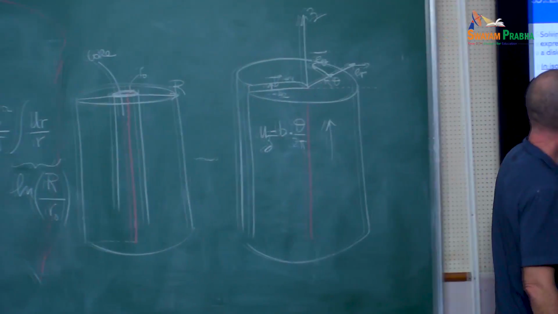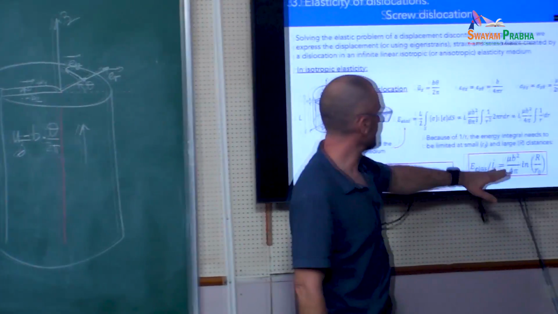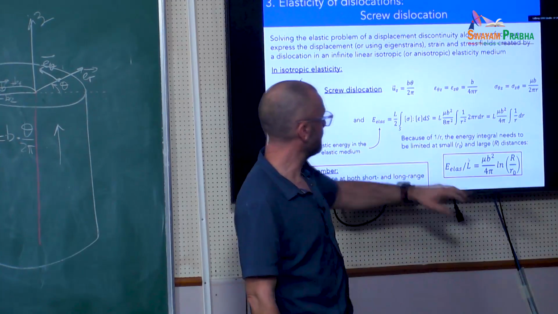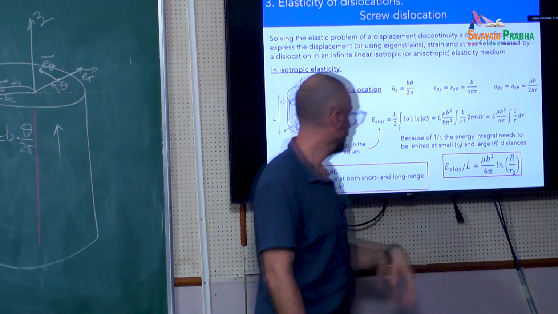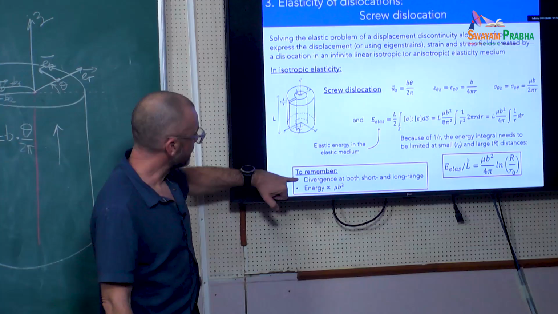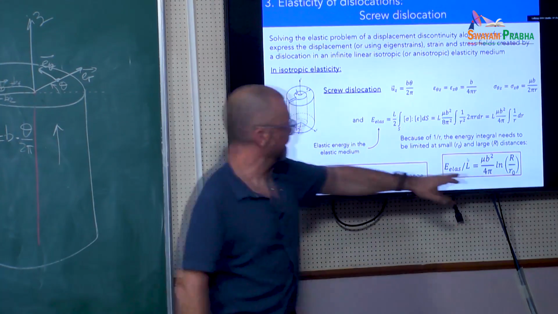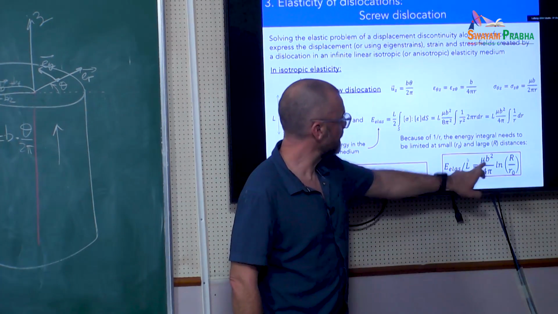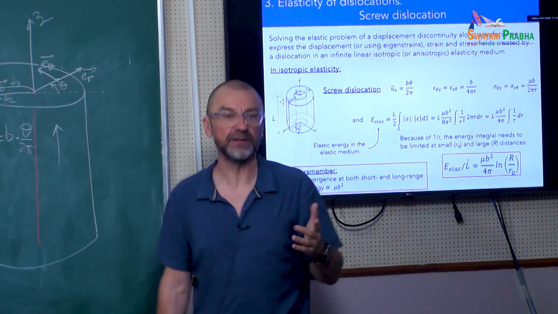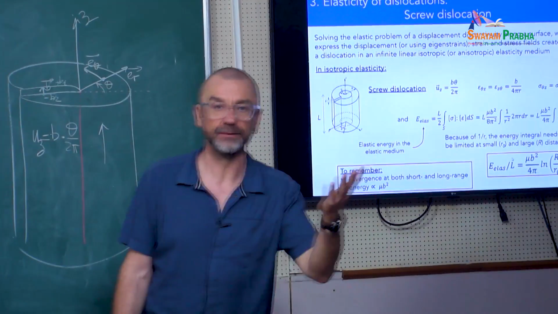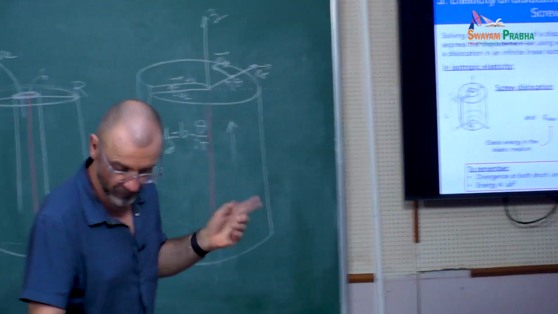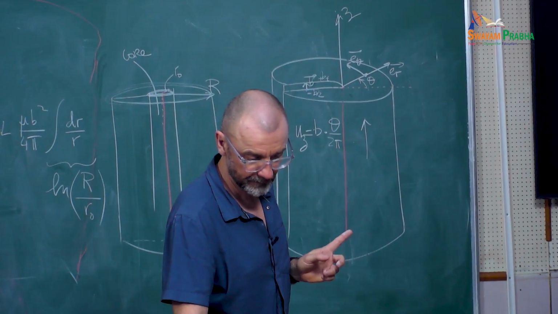So this is the result of our calculation. This is the elastic energy per unit length, if I divide by L, and I have the log and I have the two cutoffs. So two things to remember. One, you have this divergence, and the other one is that the energy is proportional not to the Burgers vector, but to the Burgers vector squared, as you see in that expression. We'll see the consequence later on.